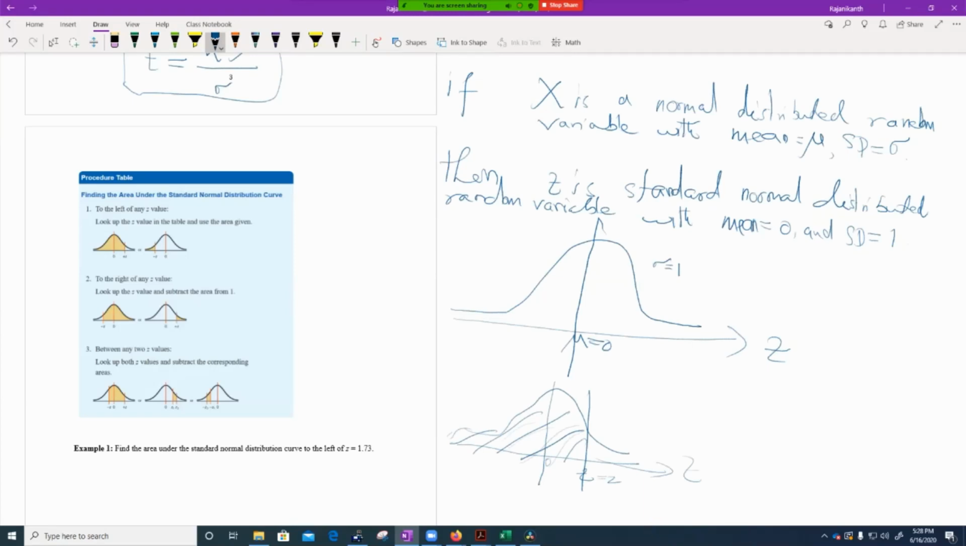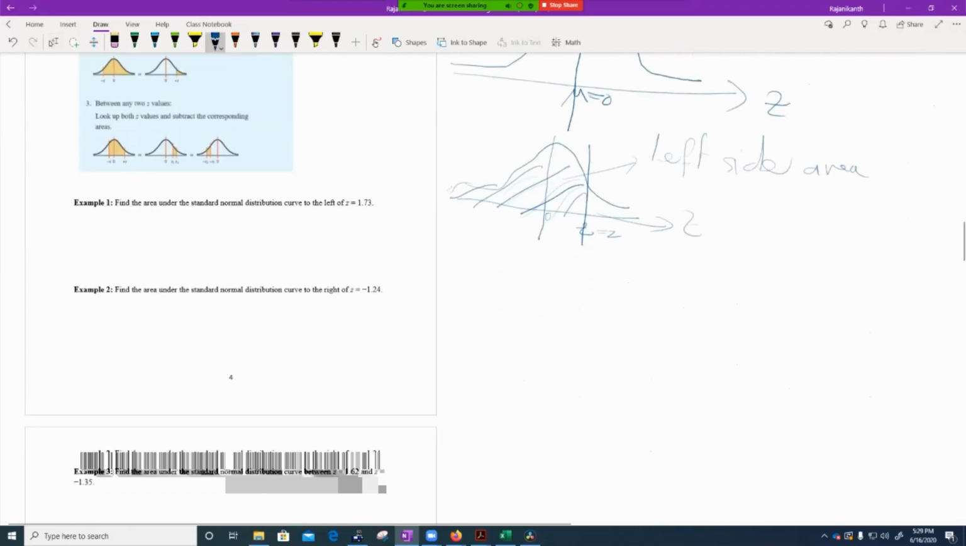Suppose you want to find the left side area of the z value 2, how do you find that? Left side area. You could find the left side area by using the chart or table. I have already uploaded that in Georgia View under the table. Go to the content and there you will find the tables. And let me browse the tables here.